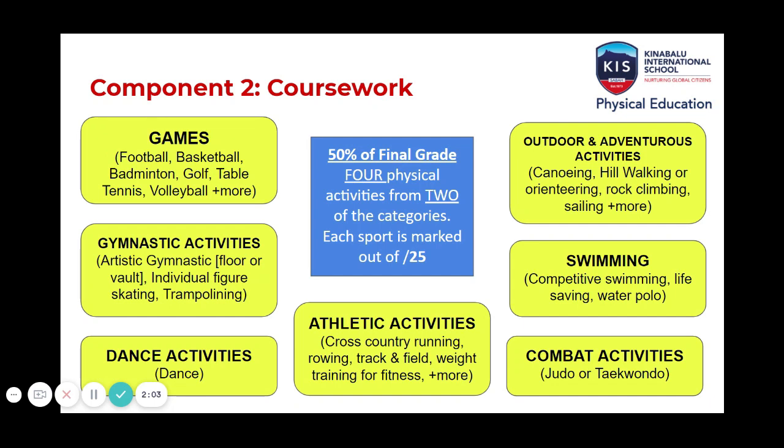So you will need to choose four activities from two of the seven categories that you can see on the slide here: games, gymnastics, dance, athletics, outdoor and adventurous activities, swimming, and combat. Each sport is given a score out of 25 to make a total of 100 marks for your practical coursework, which makes up, as we've said, 50% of your final grade.